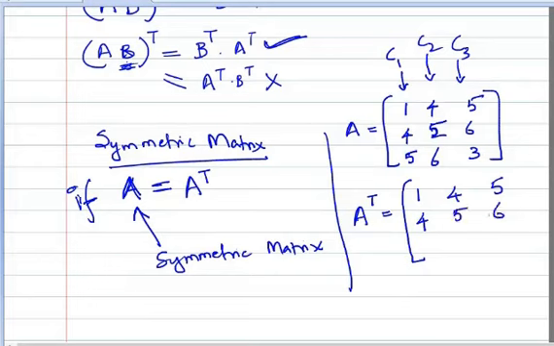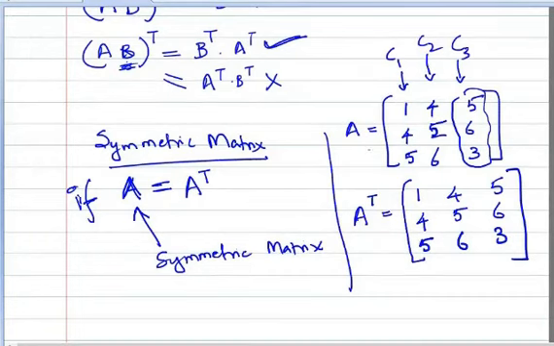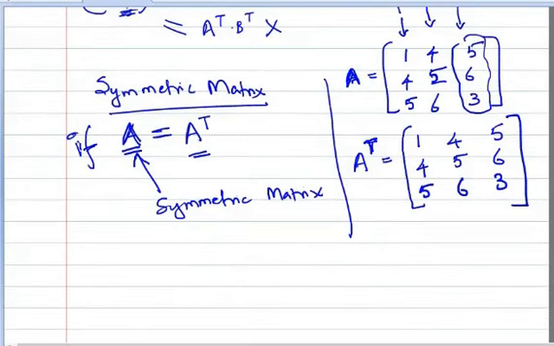4, 5, 6. What is the third column? 5, 6, 3. So this changes to the third row: 5, 6, 3. If you compare this matrix A and the transpose matrix AT, you find that both these matrices are the same. That is, the matrix A is equal to the transpose of matrix A. If such a condition happens, then you can say that matrix A is a symmetric matrix.